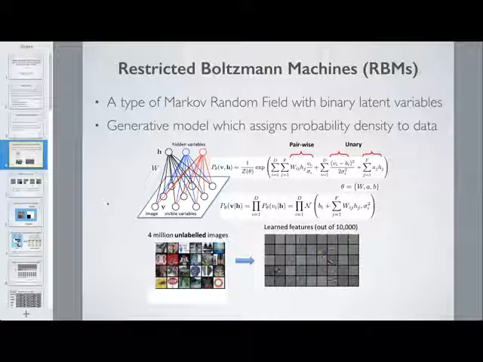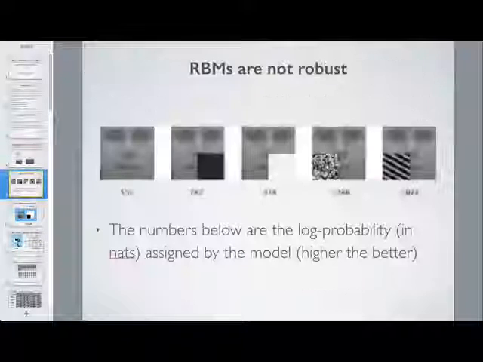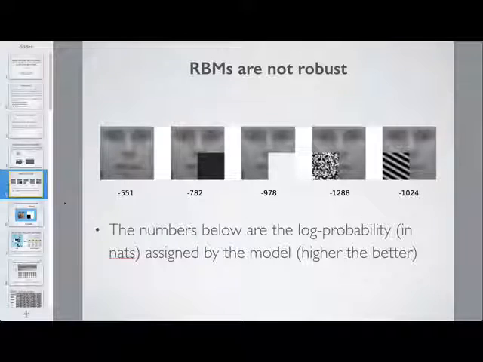I'll skip the math for now, but I'll give you an illustrative example. If we have a face model, then the log probability assigned by the model on the face is highest. Here it's in nats, so basically the higher the number, the better. On the left image, it's negative 551. However, if we block it with some sort of occlusion, we see that the log likelihood dramatically decreases.